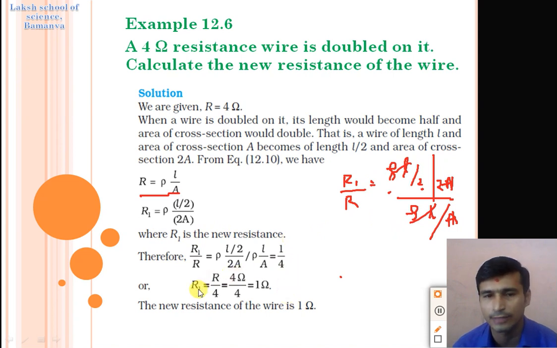So what is the value of R1? R1 is equal to R divided by 4. Previously R was given to you as 4 ohm. So we place 4 ohm divided by 4, which is equal to 1 ohm. So when a 4 ohm wire is doubled on itself, the new resistance is 1 ohm.